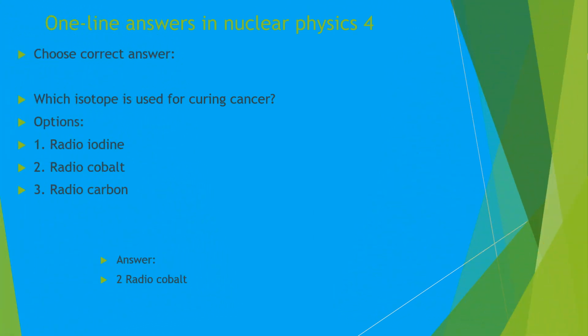Which isotope is used for curing cancer? Options: radioiodine, radiocobalt, radiocarbon. The answer is radiocobalt.